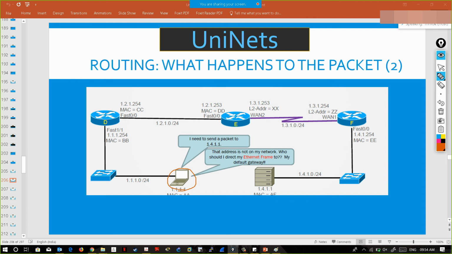Now it has to send the packet. That address is not in my network. Who should I direct my Ethernet frame to? That is my default gateway, right? If it is not in my network, I'll send the packet to my default gateway. If it is in my network, I'll directly send the packet to my destination.